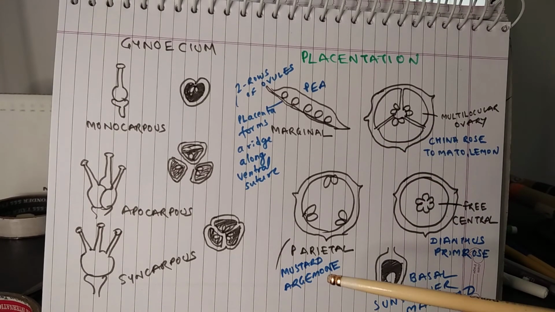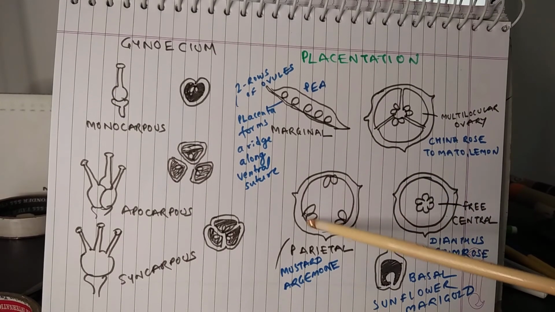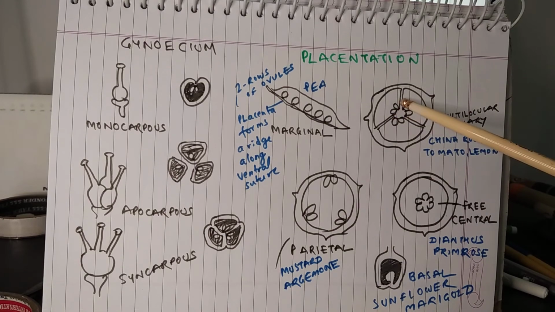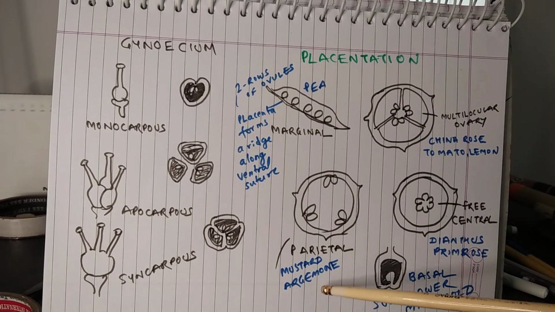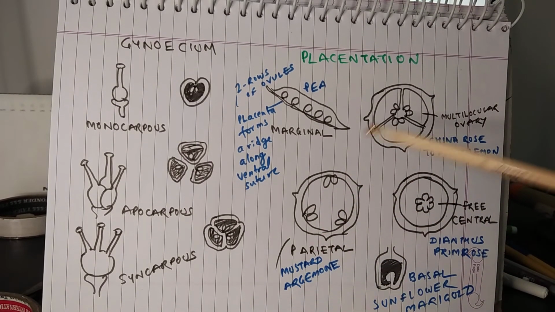In the case of parietal placentation, the ovules are attached to the periphery. So here they were attached at the center, now these are attached at the periphery. Examples are mustard and argemone. In some cases, there can be a false septum in parietal placentation, as happens in mustard and argemone.